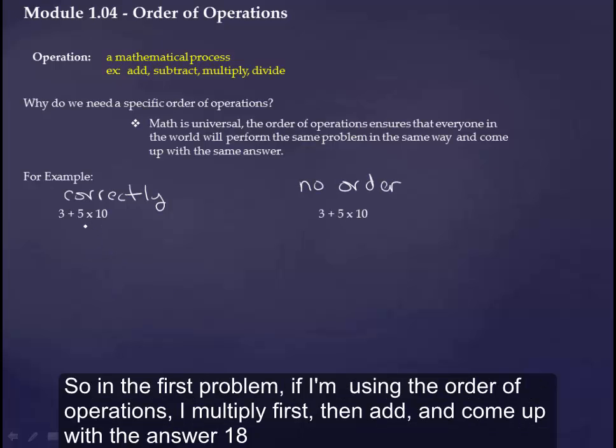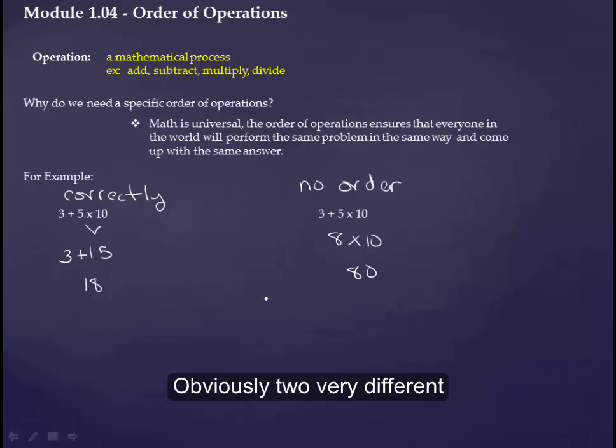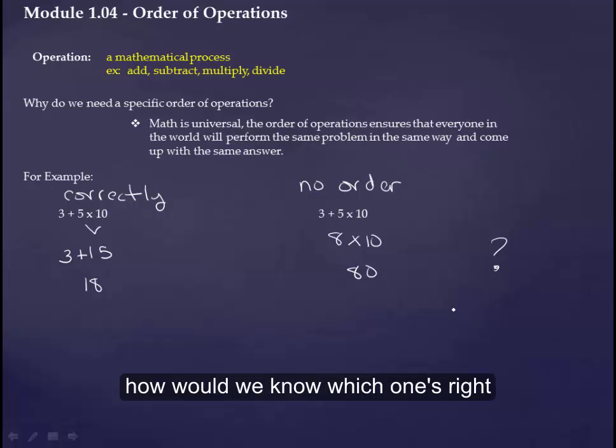So in the first problem, if I'm using the order of operations, I multiply first, then add, and I come up with the answer 18. If I don't use the order of operations, I do 8 times 10, and I come up with the answer 80. Obviously, two very different solutions. How would we know which one's right?